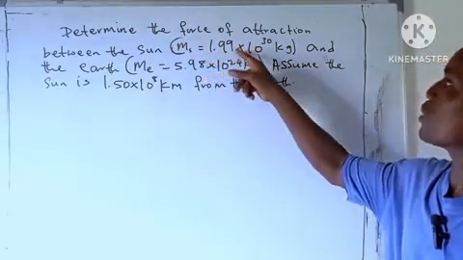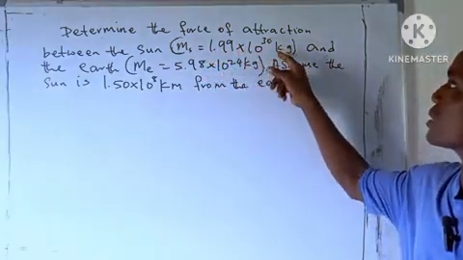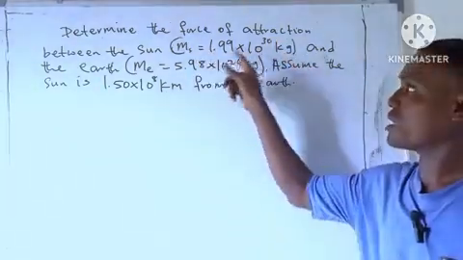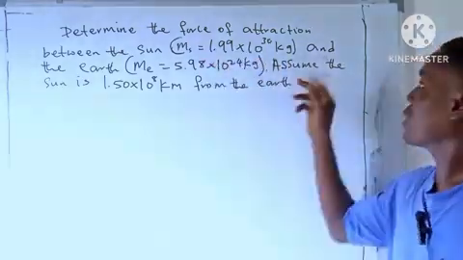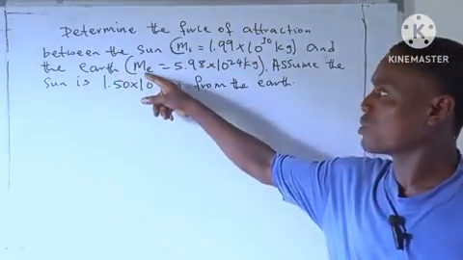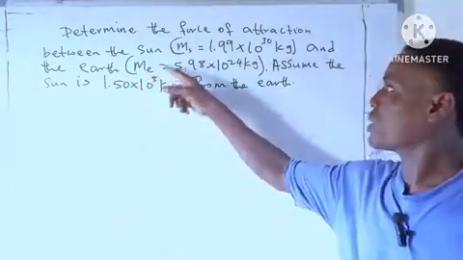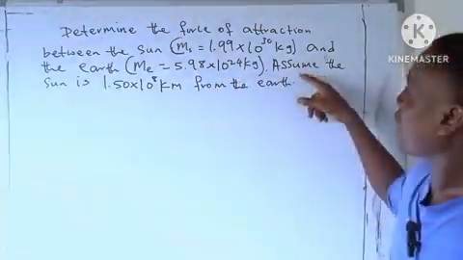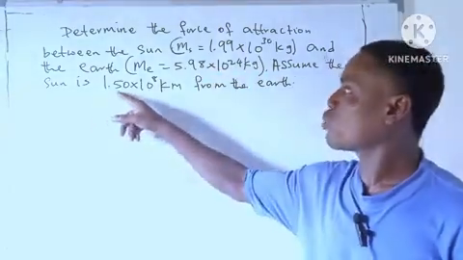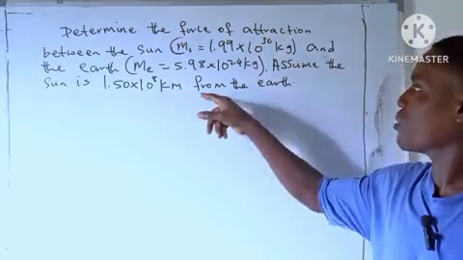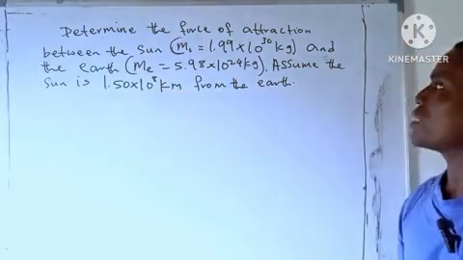So it is equal to 1.99 times 10 raised to power 30, which is in kg. So this is the first mass. And the earth signifies what? The mass of the earth is equal to 5.98 times 10 raised to power 24. They said assume the sun is 1.50 times 10 raised to power 8 kilometer from the earth.